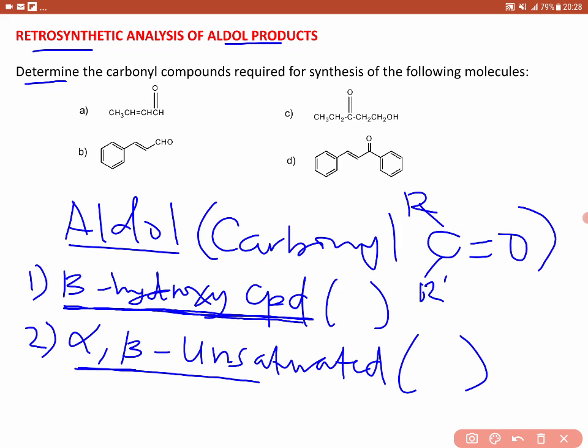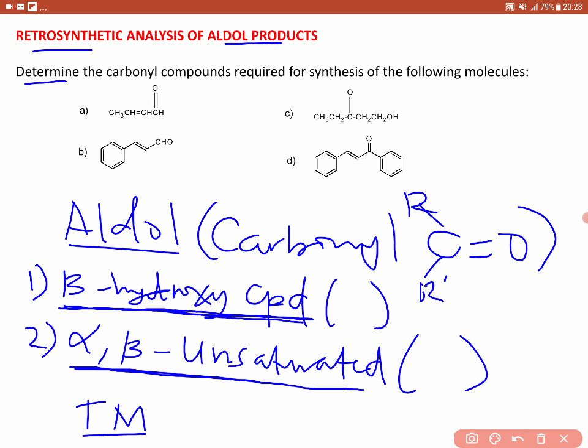And so when we have to carry out a retrosynthetic analysis in order to identify starting materials required for synthesis of a target molecule, then we need to inspect the target molecule, and if the target molecule happens to contain a beta hydroxy carbonyl or an alpha beta unsaturated carbonyl, then that's an indication that the target molecule must have been or could have been synthesized using an aldol reaction.